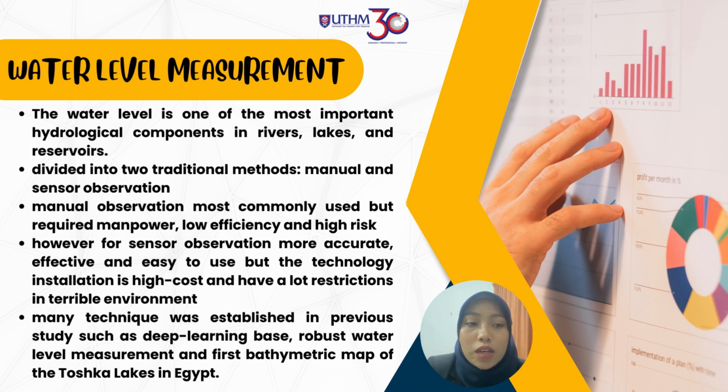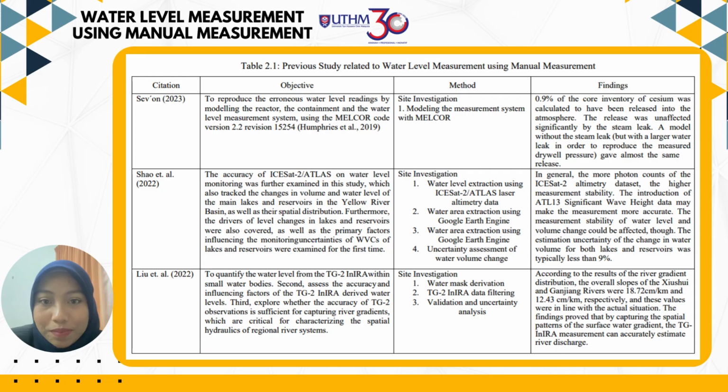Nowadays, many techniques were established in previous studies such as deep learning-based robust water level measurement and the first bathymetric map of the Toshka lakes in Egypt. There are 2 types of water level measurement. First one is using manual measurement.